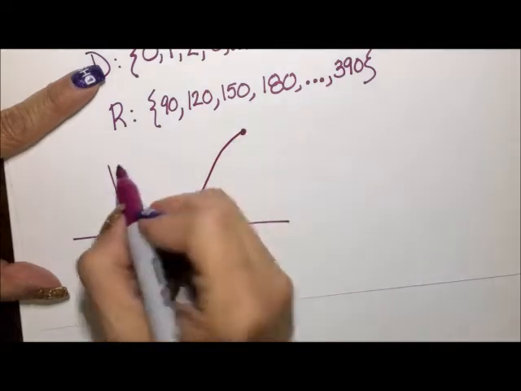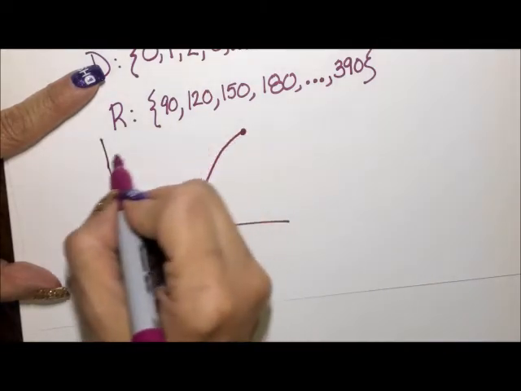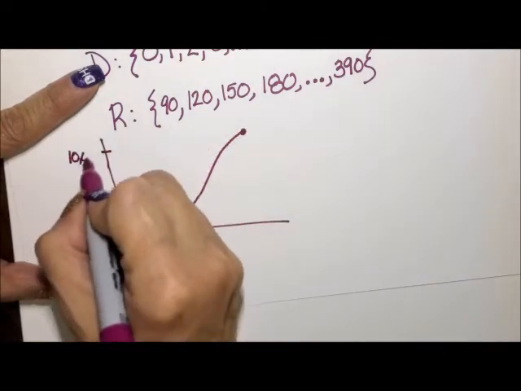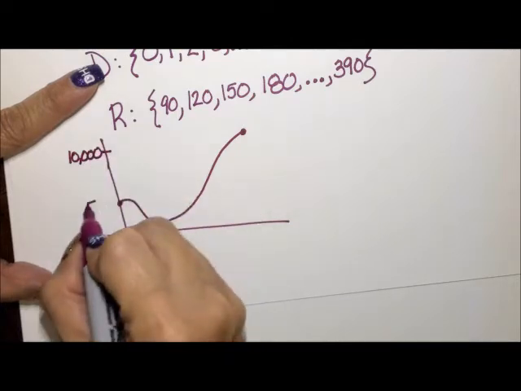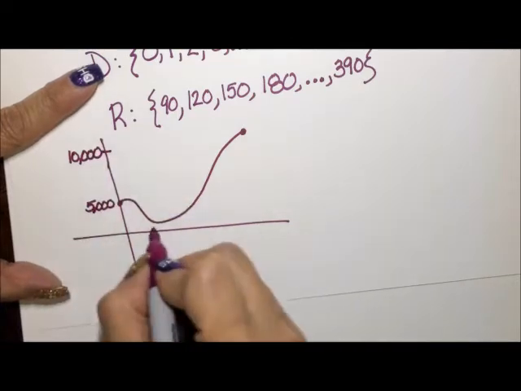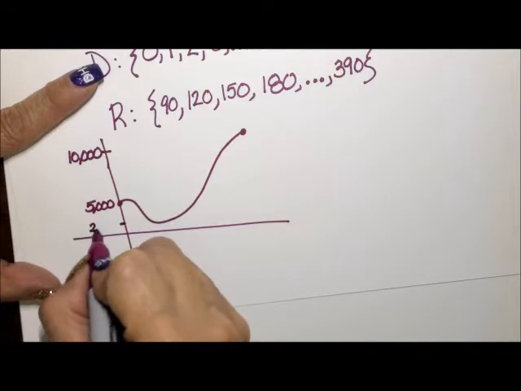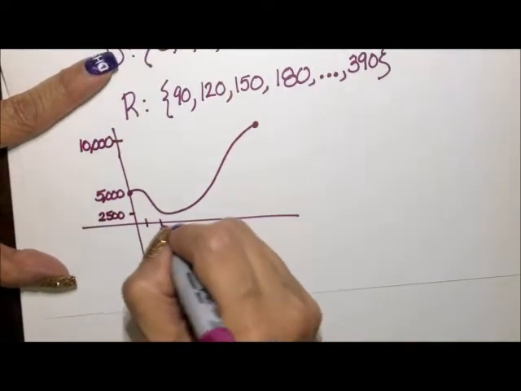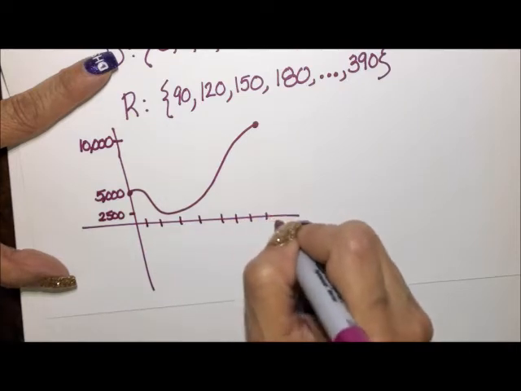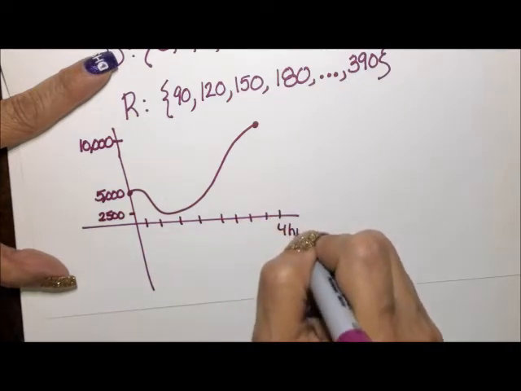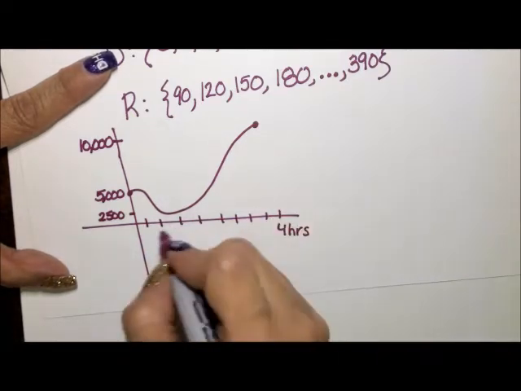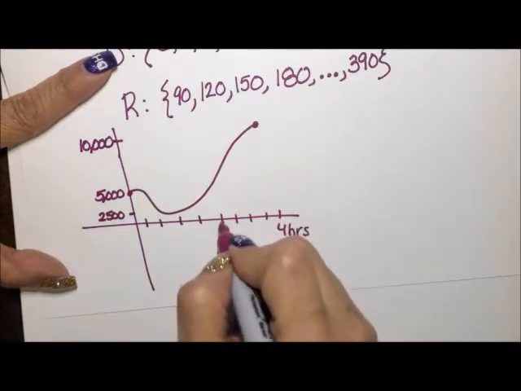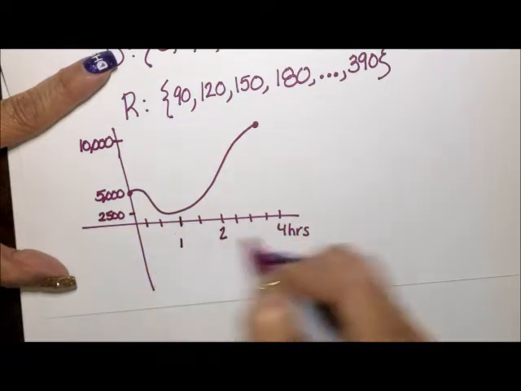hiking in Bryce Canyon. Let's say that this is 10,000 feet. We'll just keep it simple. And we'll say that this is 5,000 feet. And we'll say this is about 2,500 feet. Hiking in Bryce Canyon. This would be our time. Let's say that we hiked for, we'll say 4 hours. We'll say this is hours. So we'll say half of that would be like 2 hours. This would be like 1.